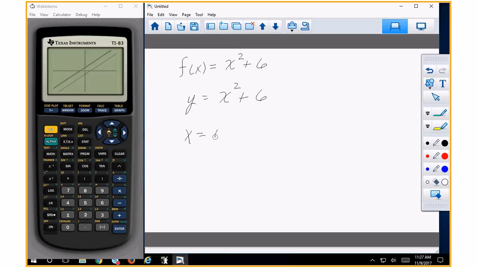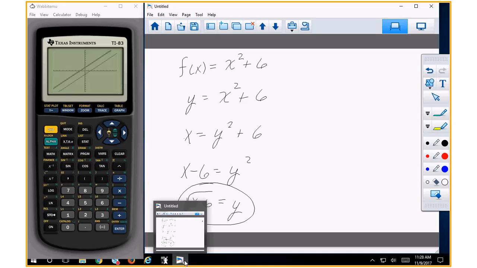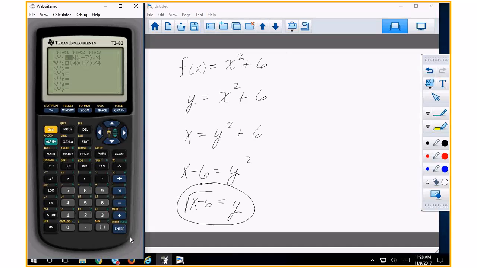x is equal to y squared plus 6. x minus 6 is equal to y squared. And y is equal to what? There we go. Okay, and then we'll graph that one. And this is where you'll see the symmetry and the domain and range and all that good stuff. So y is equal to x squared plus 6. And then down here, the dark line is going to be y is equal to, parentheses, x minus 6, close parentheses, raised to the 0.5 power.